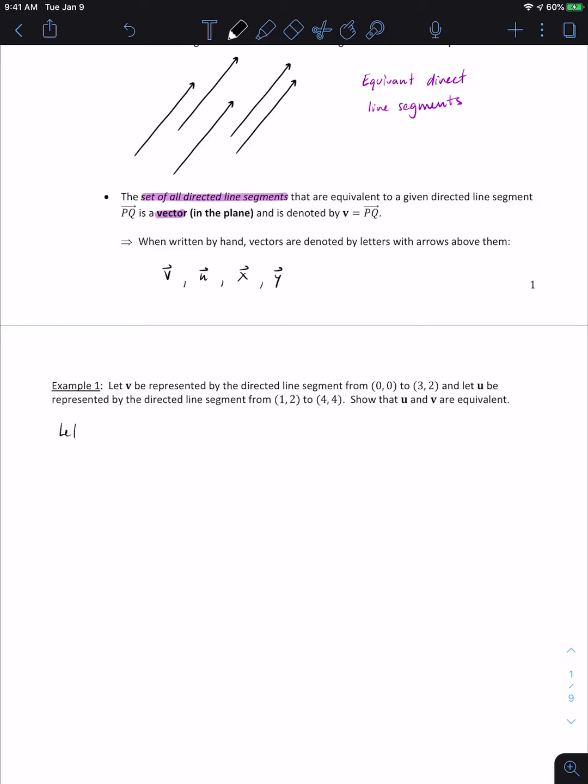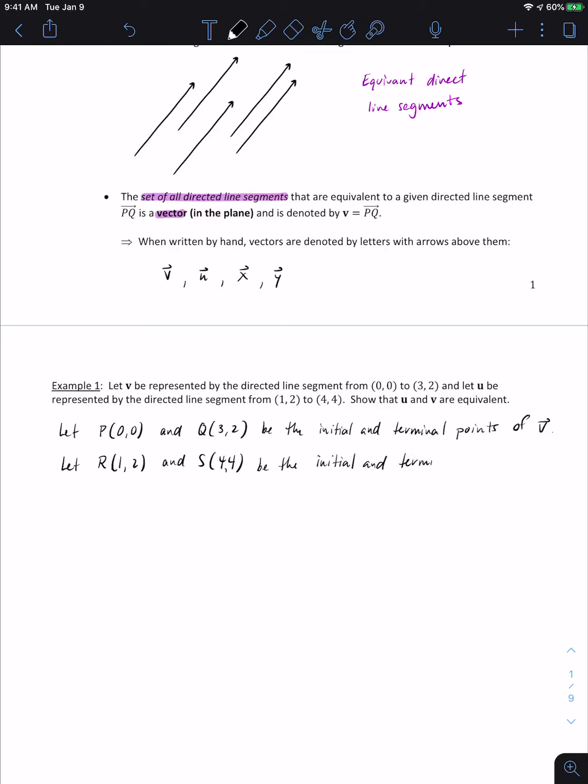So let P be the point (0, 0) and Q be the point (3, 2), the initial and terminal points of v. And we're also going to let R be (1, 2) and S be (4, 4) be the initial and terminal points of u. All right, so those are our two vectors.